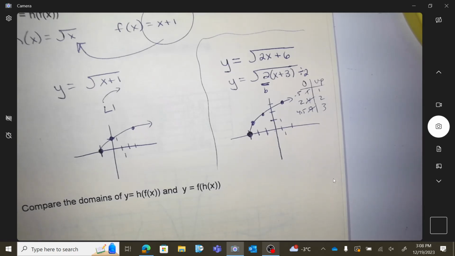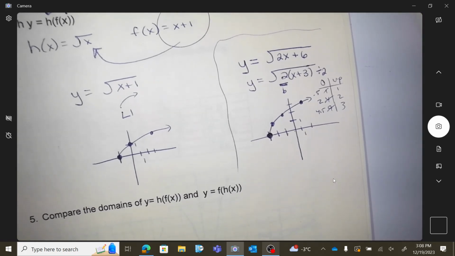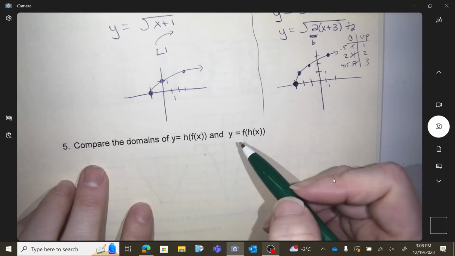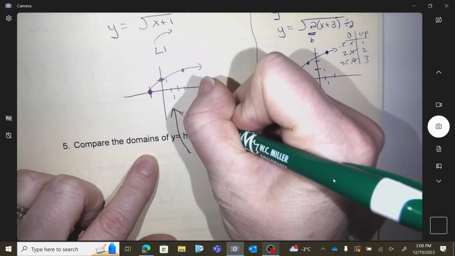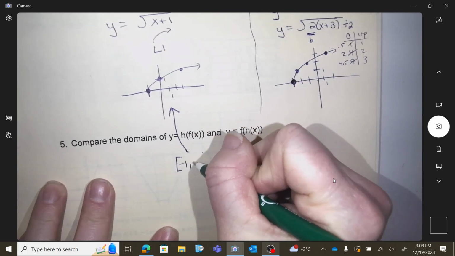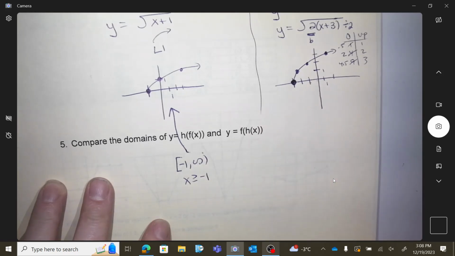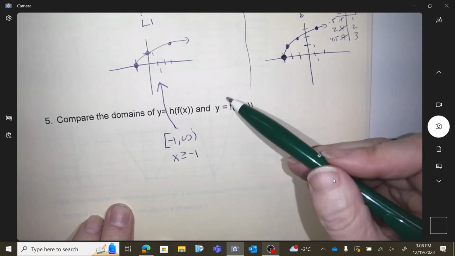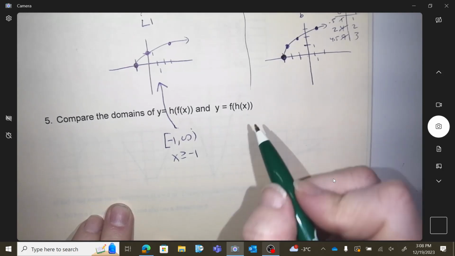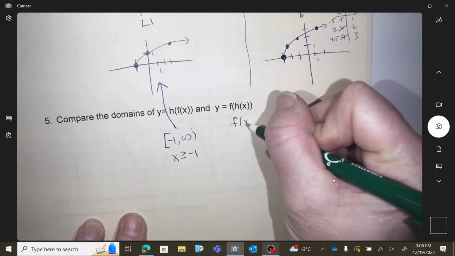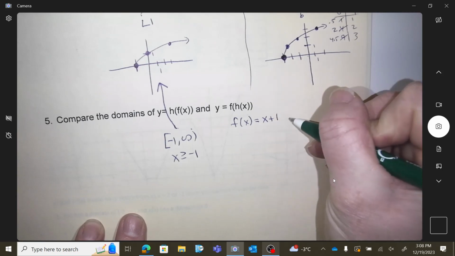Okay, so now it's a domain question. There's lots of domain questions on your test here. So what is the domain of this versus the domain of this? So this one we just did. So what was the domain of that? -1 to infinity. But how is that going to be different if we do this equation? Okay, so I'm going to give myself this on my paper just so I can see it.